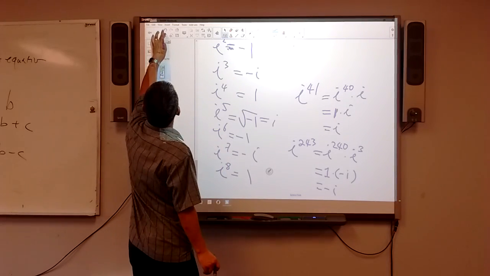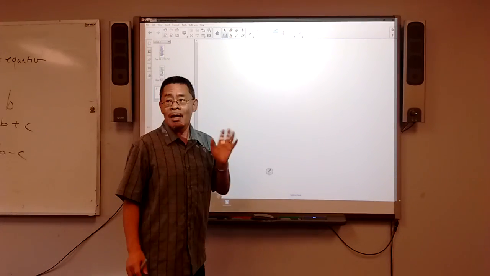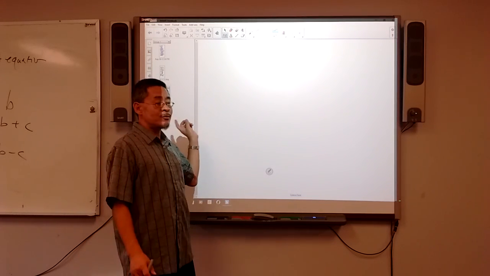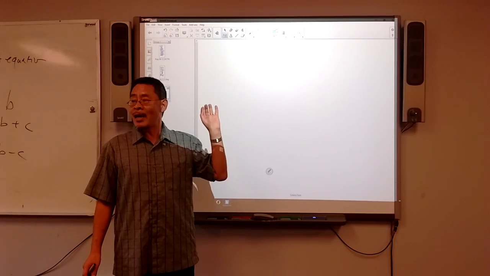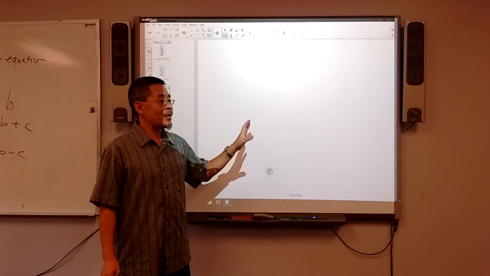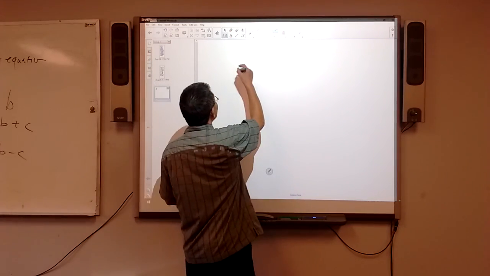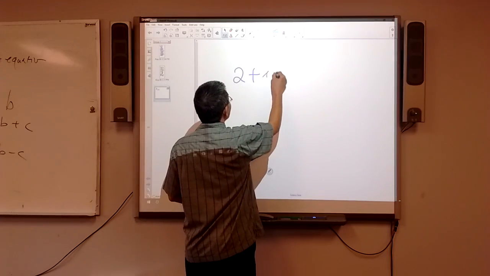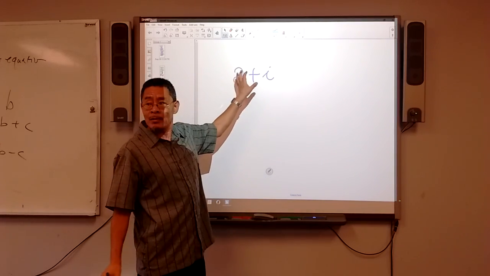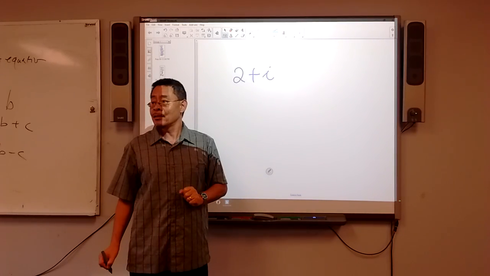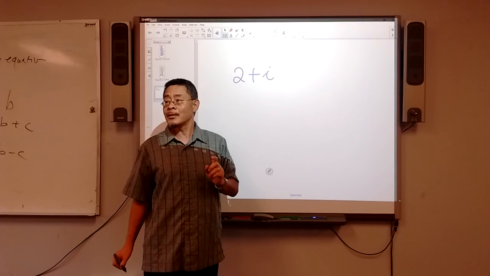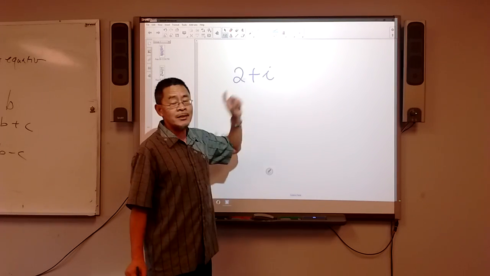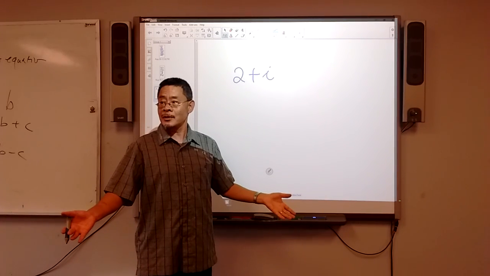Now we're going to check on something we call a complex number. Right now we're dealing with imaginary numbers. A complex number is written as something like 2 plus i. We have a real part and the imaginary part. That's called a complex number. So a complex number includes all real numbers.